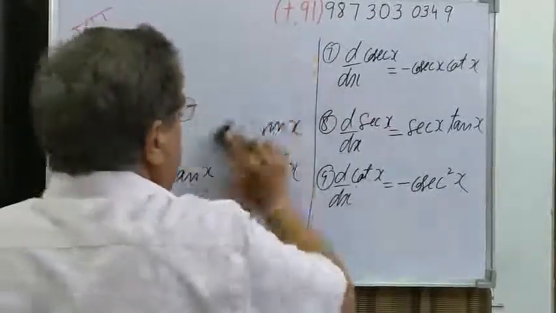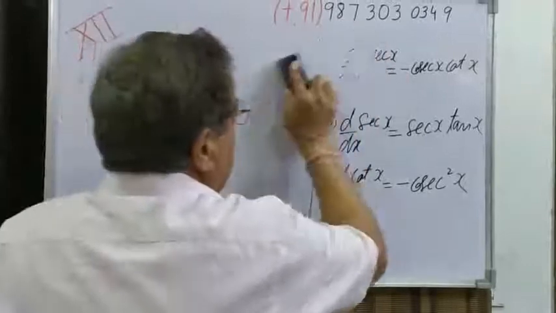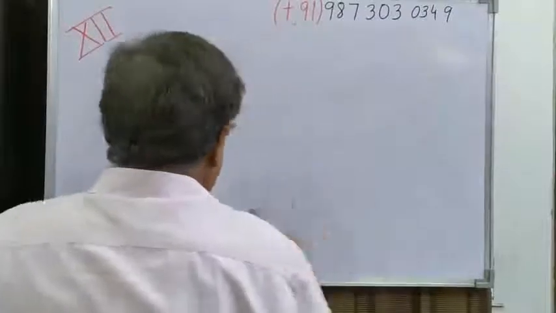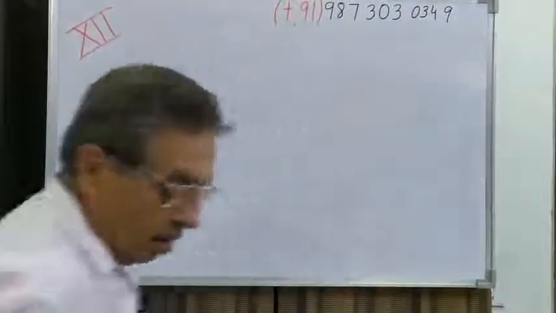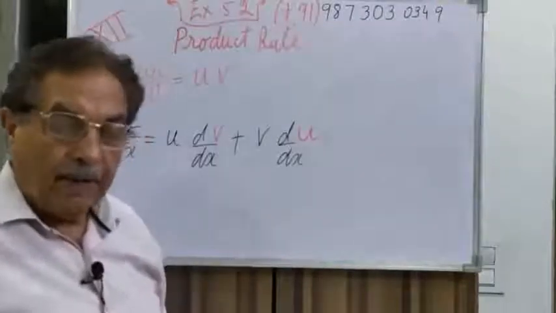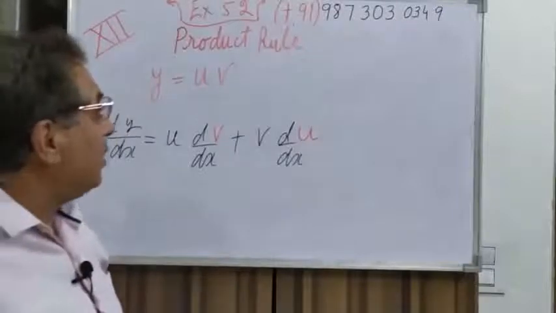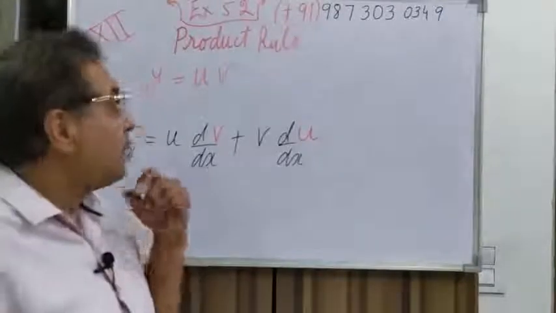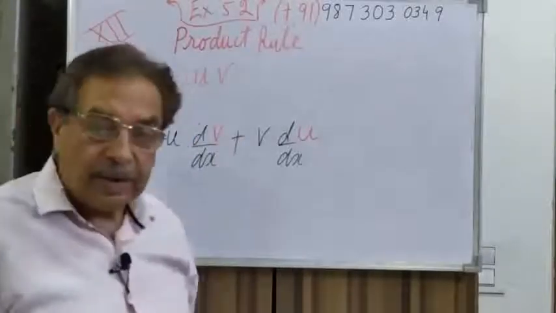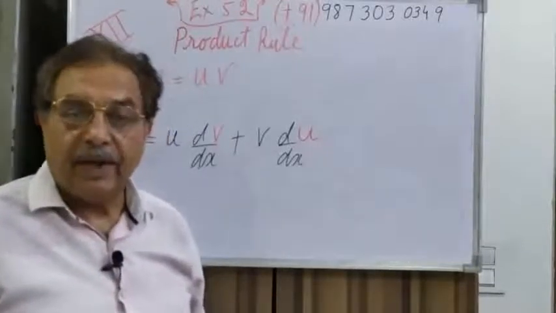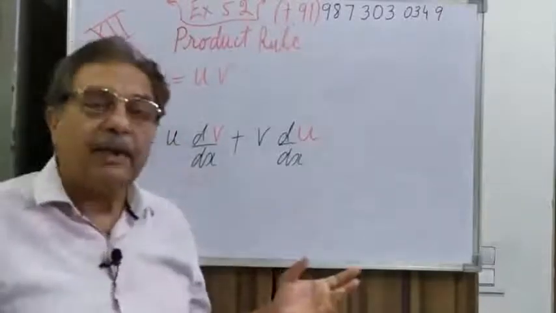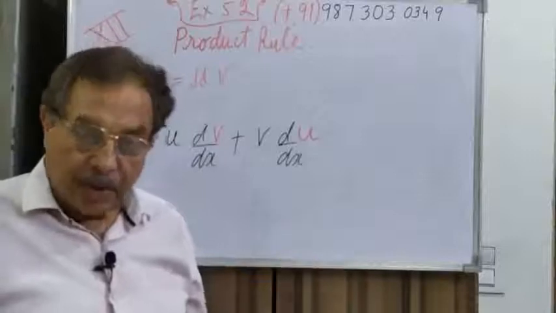After knowing the derivatives of the trigonometric ratios, let us go to the next. Now we will move further in differentiation, exercise 5.2 of the NCERT for class 12th. Before starting the questions, first of all I will let you know that we have two formulae, the product rule and the quotient rule.